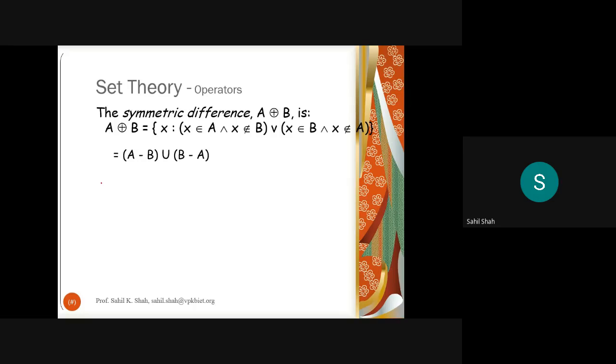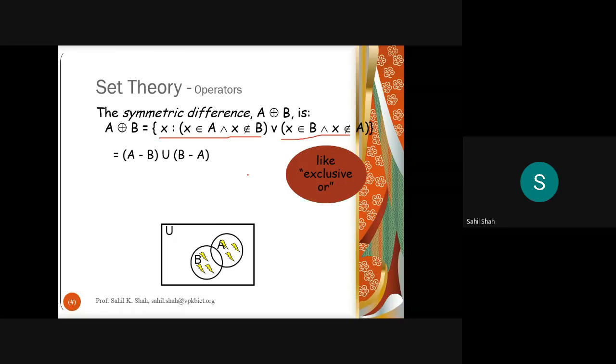Symmetric difference is the combination of A minus B union B minus A. Elements which are exclusively in A but not B, or exclusively in B but not A. How will its diagram look? It is like exclusive OR. So only the elements from B, only the elements from A, except this, we have to exclude this part. This part you are not going to take.